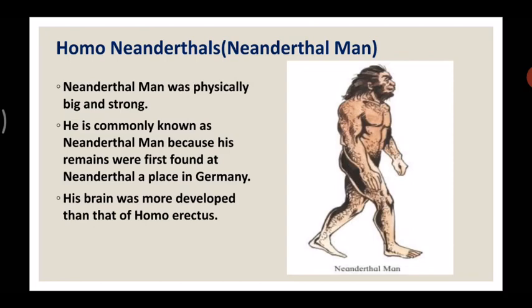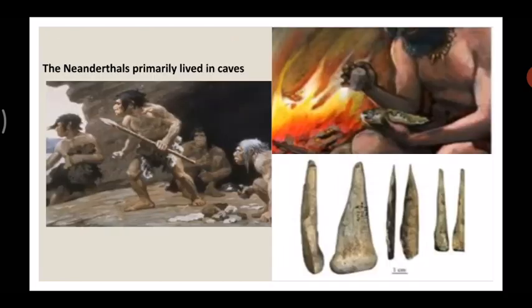Let's move forward. The Neanderthal man lived in caves. As you can see in the first picture, they lived in caves. He made tools out of big stones. So how did they make tools? Out of big stones. These tools were attached to a bone. These different types of tools they made were attached to a bone or a wooden shaft.